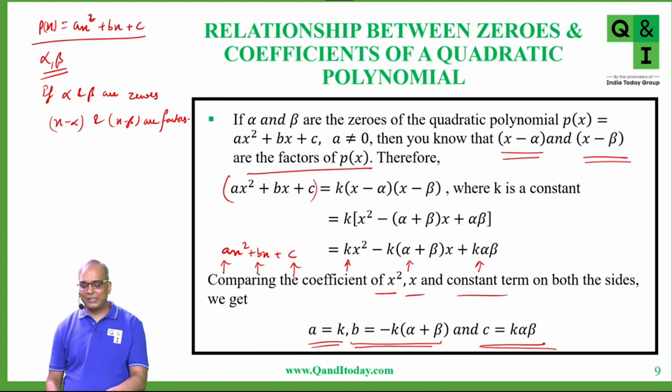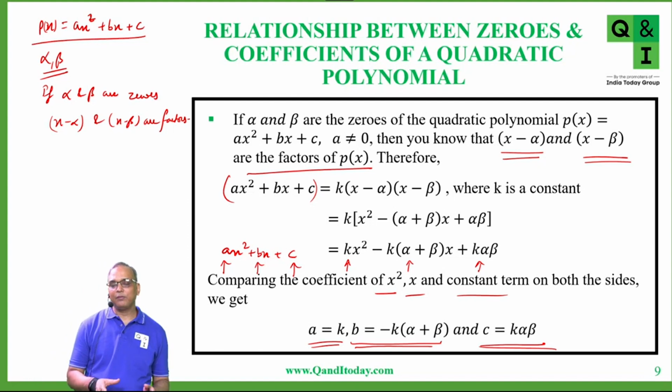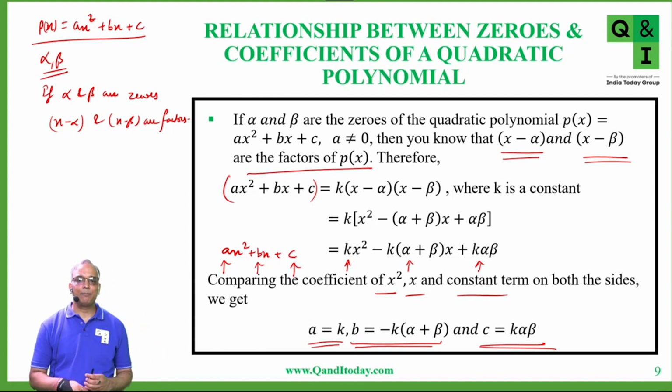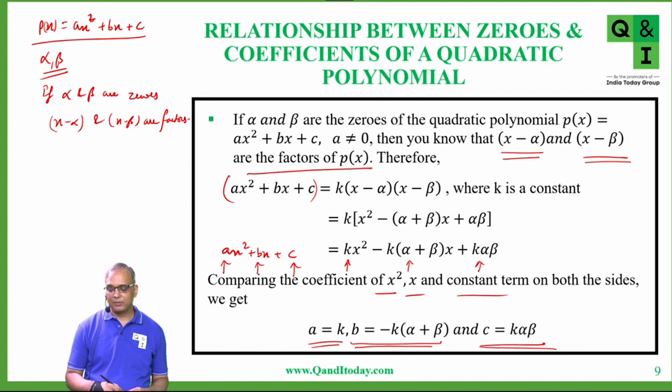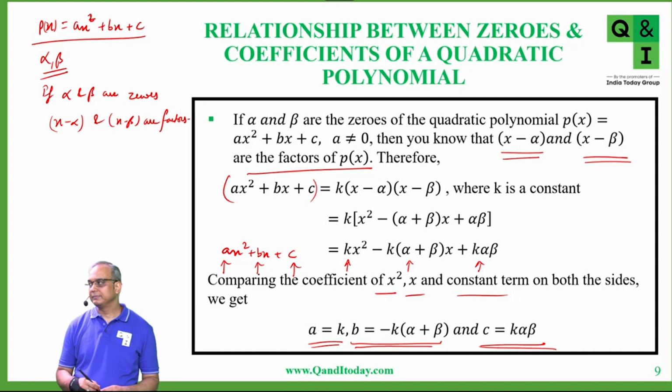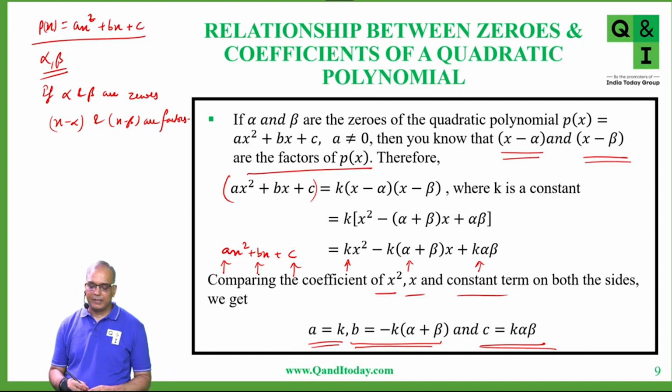You want to note this down, please note this down. This is important. How we are deriving the sum of zeros equal to minus b by a and product of zeros equal to c by a is what we are going to do right now. Has everyone noted this down?